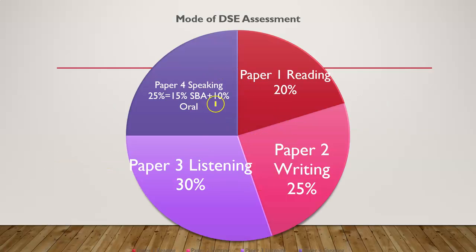There are 4 papers in DSE. Paper 1, reading, 20%. Paper 2, writing, 25%. Paper 3, 30%. Okay, the largest percentage. On paper 4, there are 2 parts: SBA 15%, school-based assessment, and 10% oral exam, so total 25%.